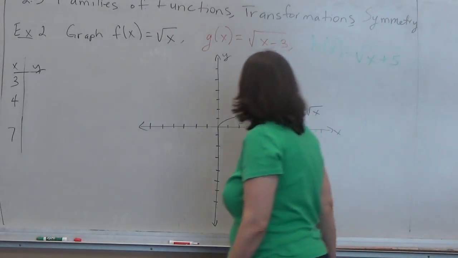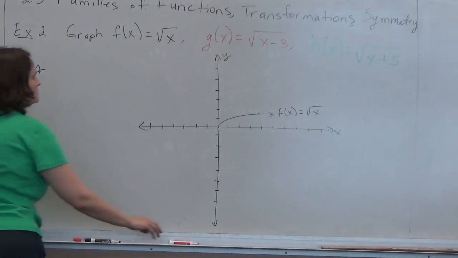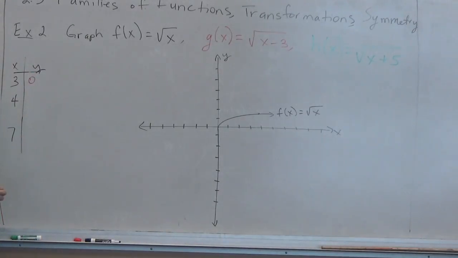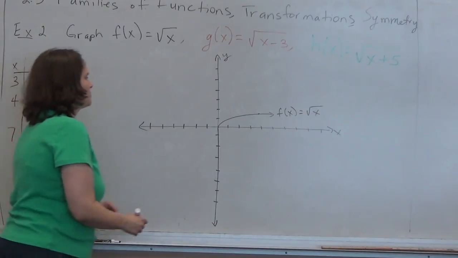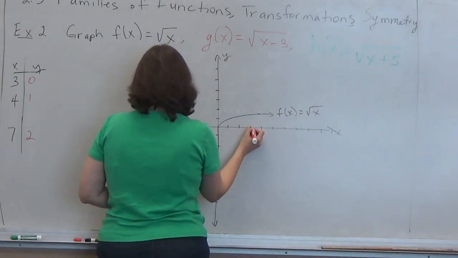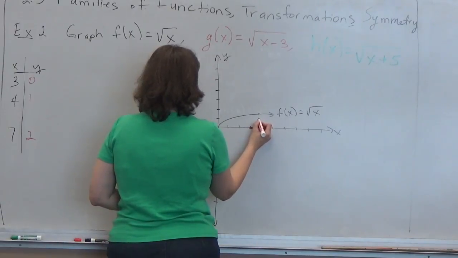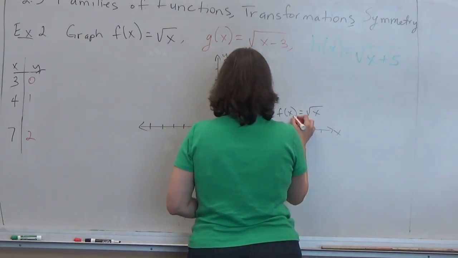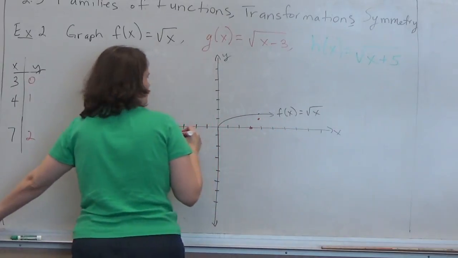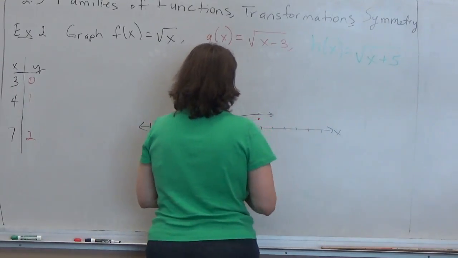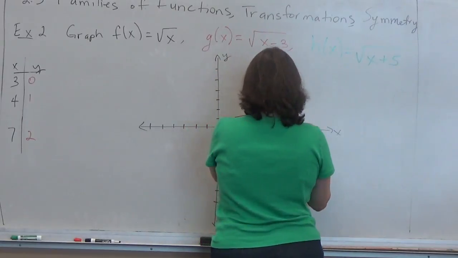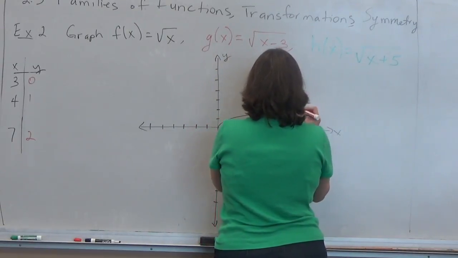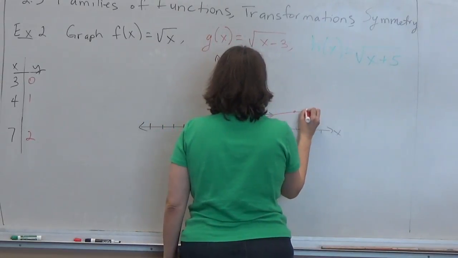So when you put in 3 for x, you should have gotten 0. When you put in 4 for x, you should have gotten 1. And when you put in 7 for x, you should have come out with 2. So let's find these ordered pairs. We've got 3, 0, 4, 1, and 7, 2. And I'm going to have to move that because it's kind of in the way. So 7, 2. Okay, so here is my new graph.